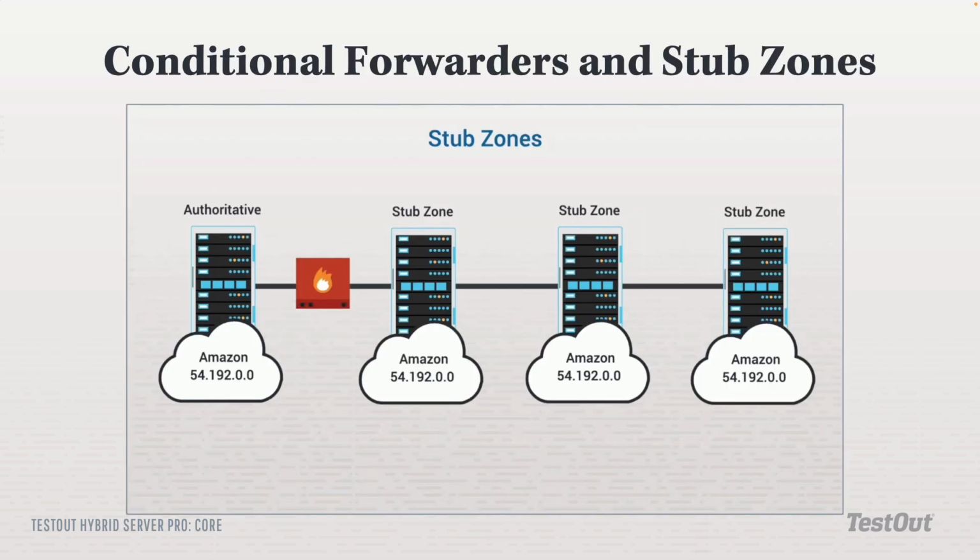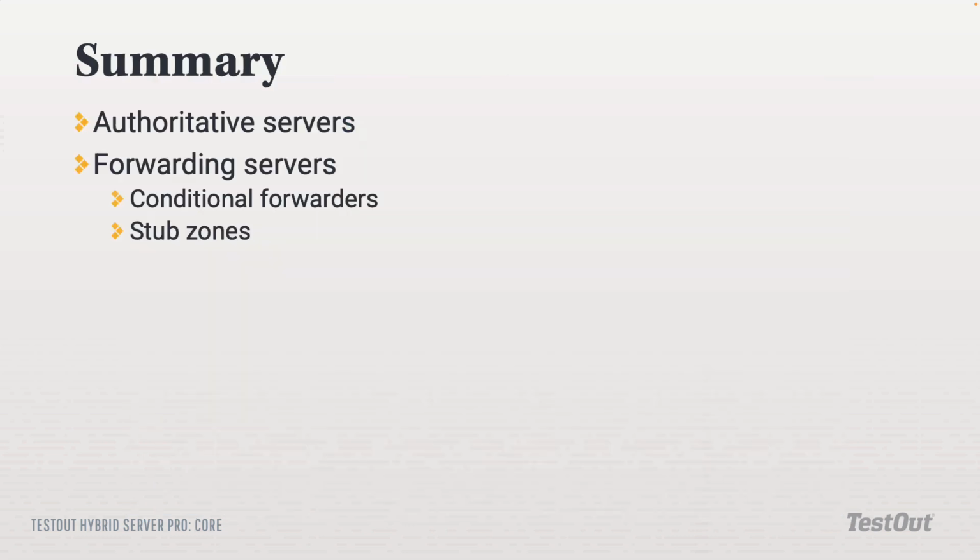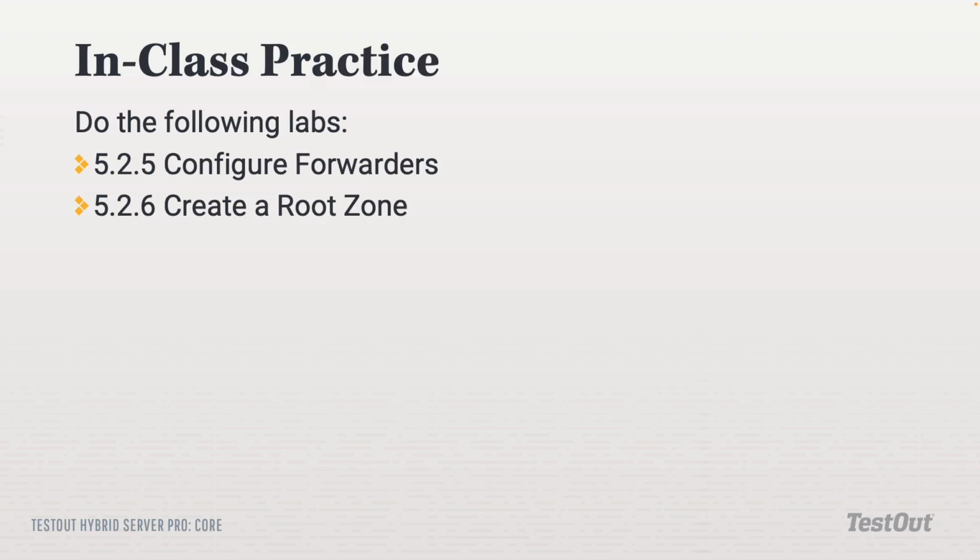So in this case, we have our authoritative name server, then we have that firewalled off, and then we have our several different stub zones that are underneath that, okay? So we're going to take a break here until we go to lunch. So this is where you should be caught up to at this point.